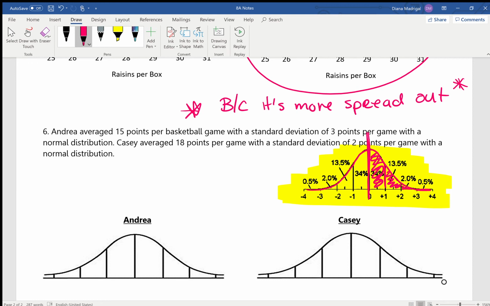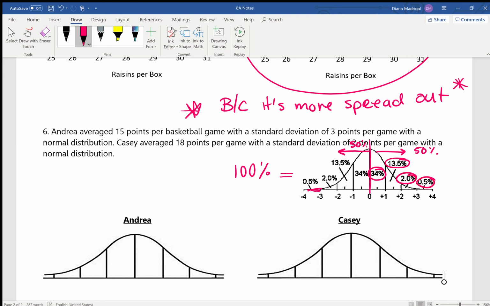Because my mountain is split in half, I have the same thing on the other side: 34, 13.5, 2, and 0.5. The whole mountain has to equal 100%. So if you split the mountain in half, this line from the middle to the right is 50%, and the line from the middle to the left side is 50%. 50 plus 50 gives me 100, and if you add 34, 13.5, 2, and 0.5, that will give me 50%. That's how I get 50%.